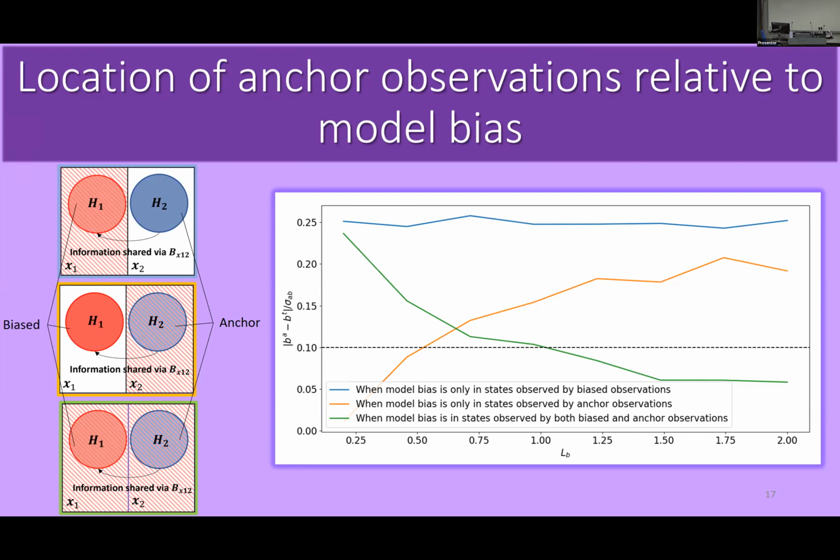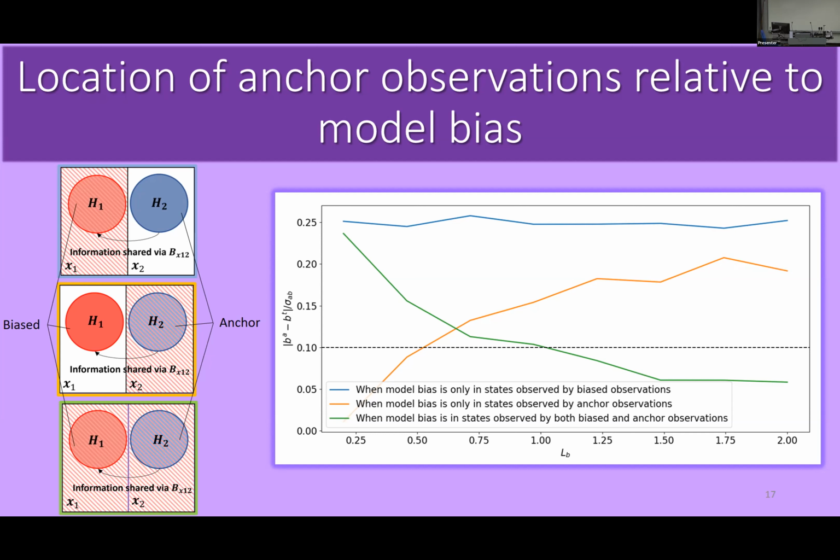We've looked at it for our three cases, but here the anchor and the biased observations are observing different states. We don't have that crossover. So our first case is the blue one, which is the top line. Here the biased observations observe states that have model bias, but the anchor observations don't observe any model bias. You can see that this blue line remains quite large throughout. This just shows that no matter how much information is passed from the anchor observations to the biased observations, the anchor observations can't really make any difference to the amount of model bias in the system.